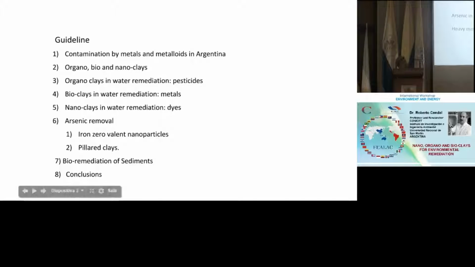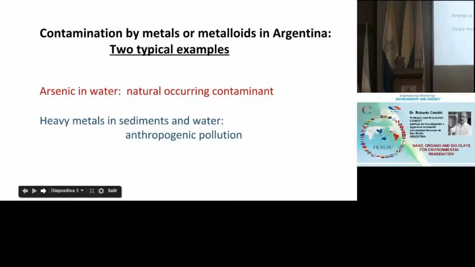About metal and metalloid pollution, two typical examples in Argentina. They are not the only problems, of course, but they are two paradigmatic cases. One is arsenic in water, which is a natural process. And the other is heavy metals in sediments and water, where we humans are responsible, at least in Argentina.